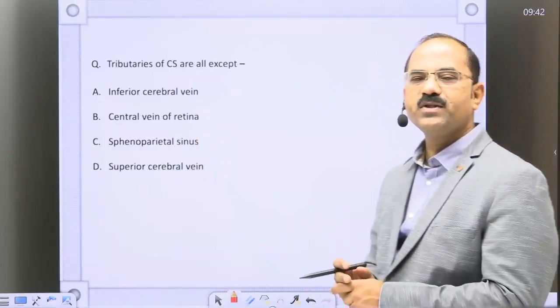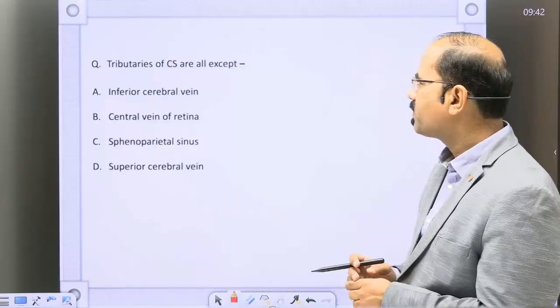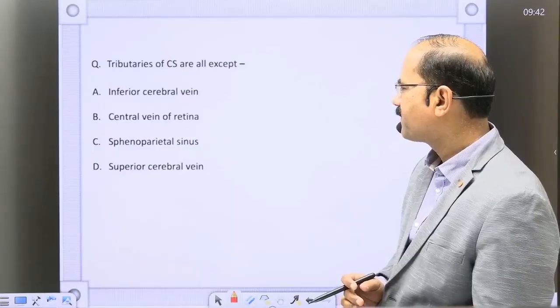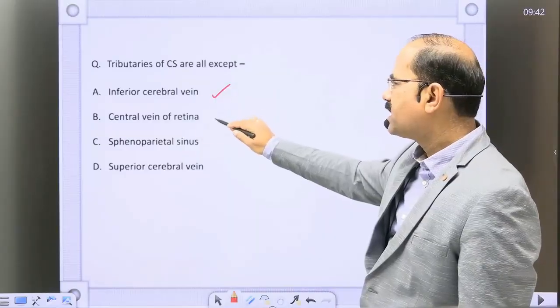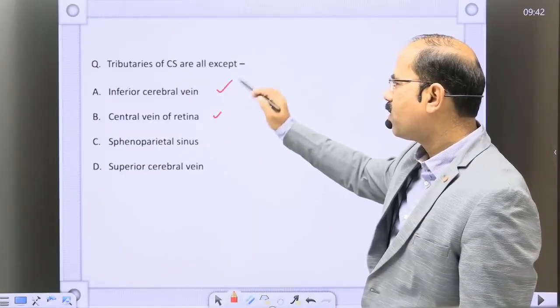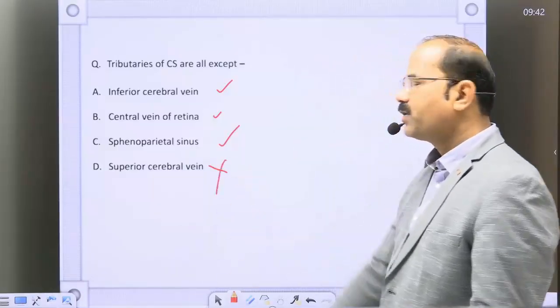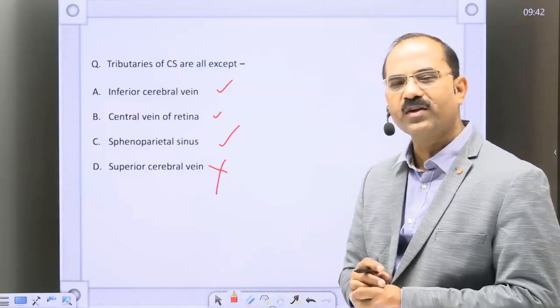Answer this. Tributaries of cavernous sinus are all except. Yes, what do you say, students? Tributaries of cavernous sinus are all except. Inferior cerebral vein, yes, it comes from the brain. Central vein of retina, yes, it comes from the orbit. Sphenoparietal sinus comes from the meninges. Superior cerebral vein is not there. It is an inferior cerebral vein, which is a tributary of cavernous sinus.